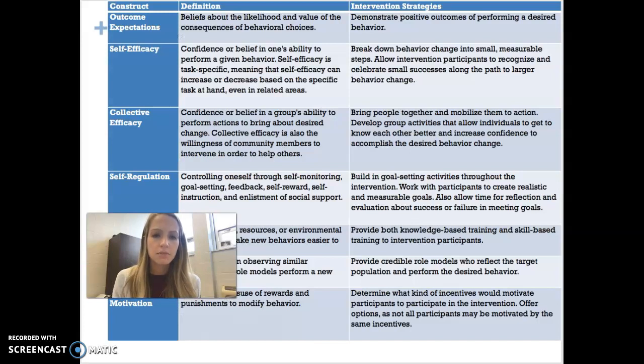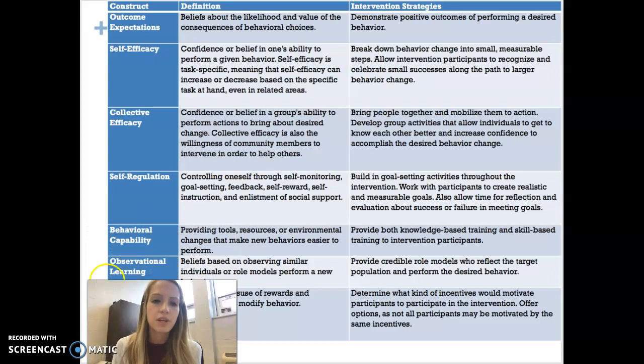Here are some definitions for that social cognitive theory. It goes into much more detail. I'm not going to read these to you, but I want you to take some time and look at these definitions for our outcome expectations, our self-efficacy, our collective efficacy. I want you to pinpoint the difference in collective and self-efficacy. So the collective is for the group's ability to perform actions to bring about a desired change. So if this is regarding community members, willingness and ability to change.